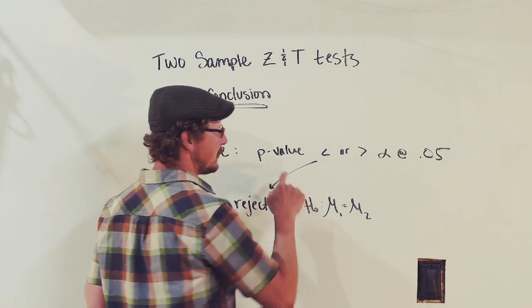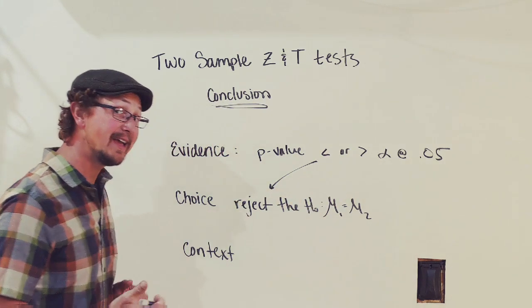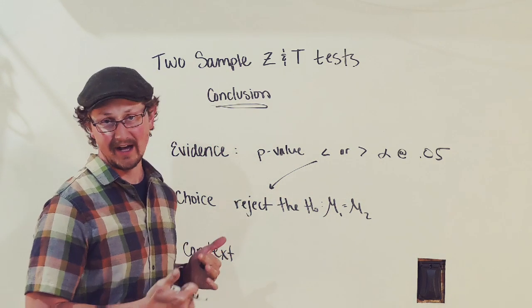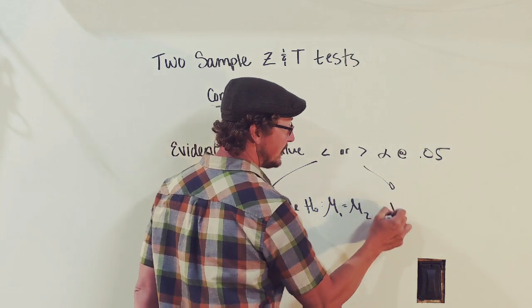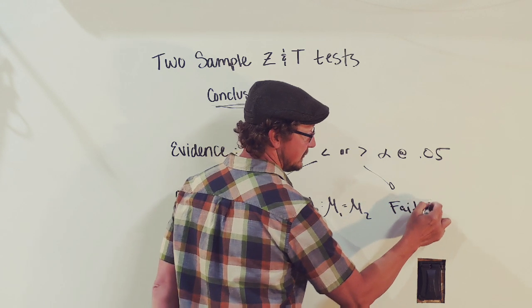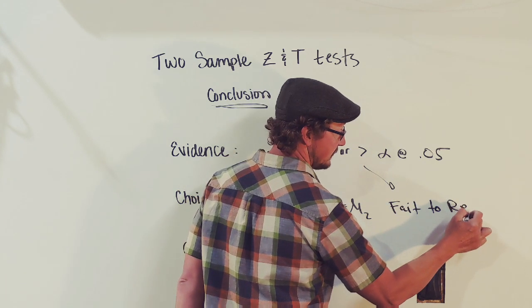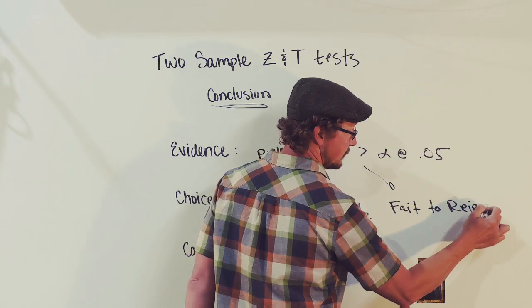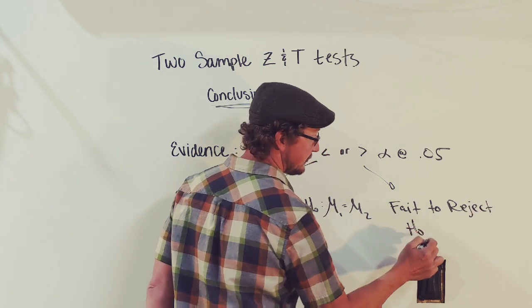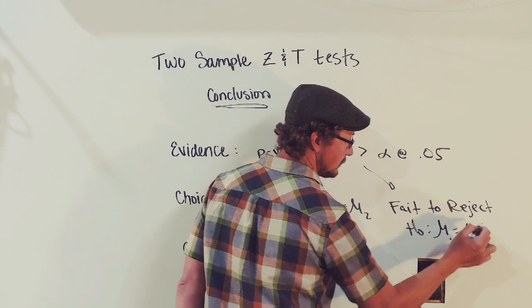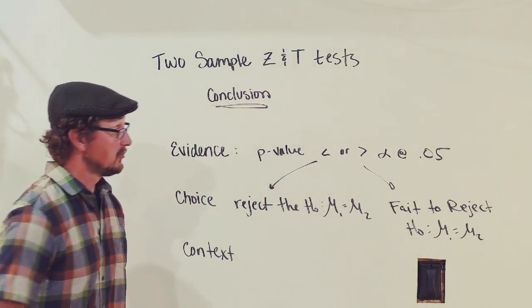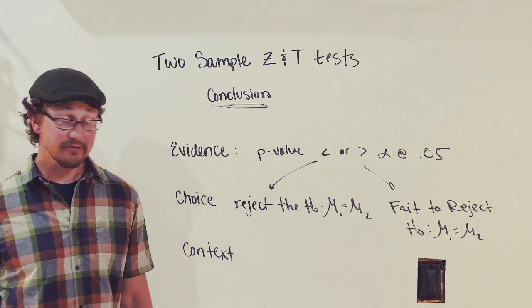But if the p-value is greater, that's saying that the result we're seeing isn't rare enough to cause us to disbelieve our null hypothesis, so we would fail to reject the null hypothesis that the two are equal. So we are either rejecting or failing to reject.